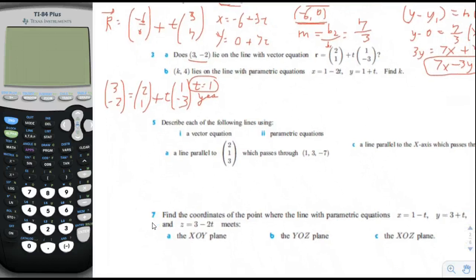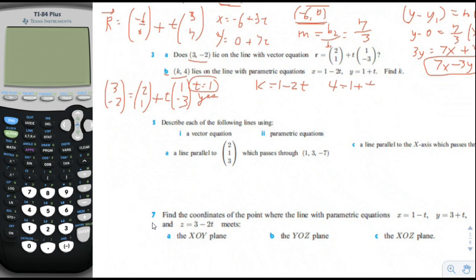Okay. What about b? K, 4 lies on the line with parametric equations, and so on. Find k. Okay. So we substitute k in for x and 4 in for y, and so we'll get k equals 1 minus 2t, and we'll have 4 equals 1 plus t.